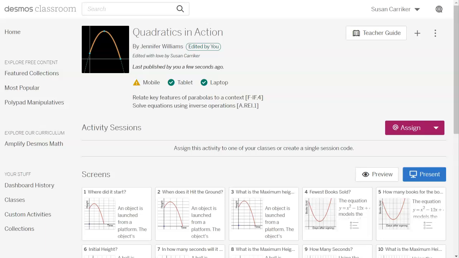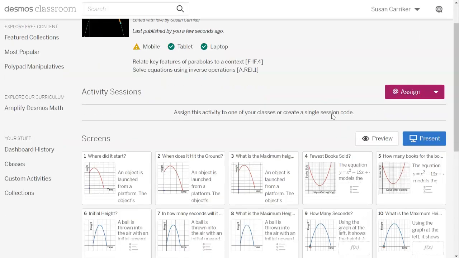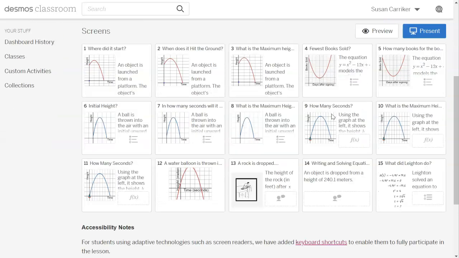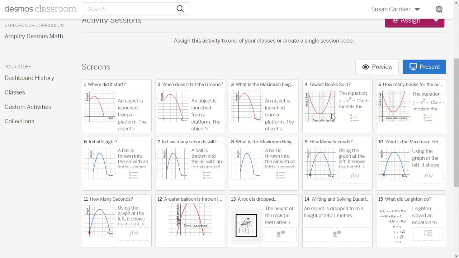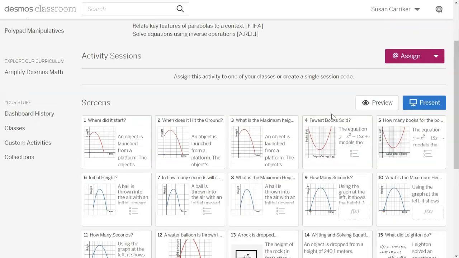This is the Desmos activity, Quadratics in Action. It should take at least 30 minutes, probably 45 minutes to complete as a class. The first 12 screens of the activity are review, and you'll see that there are a total of 15 screens. My recommendation is to let them work independently on the first 11 screens.